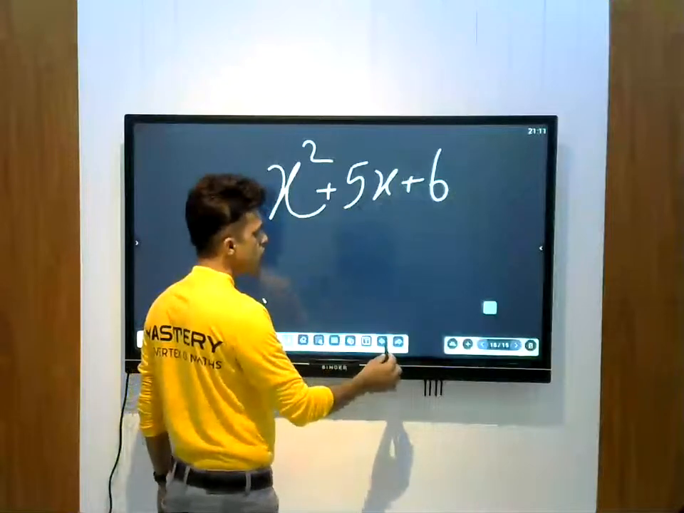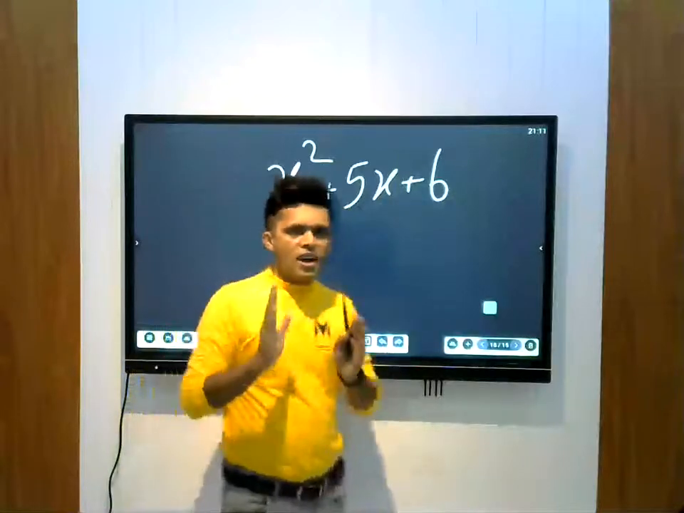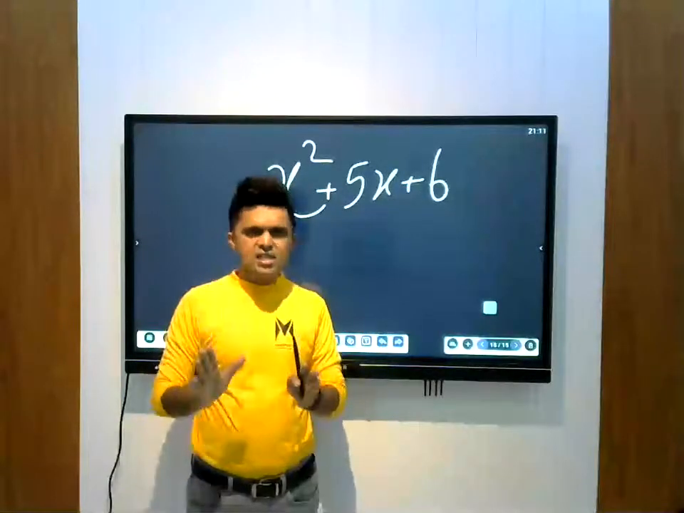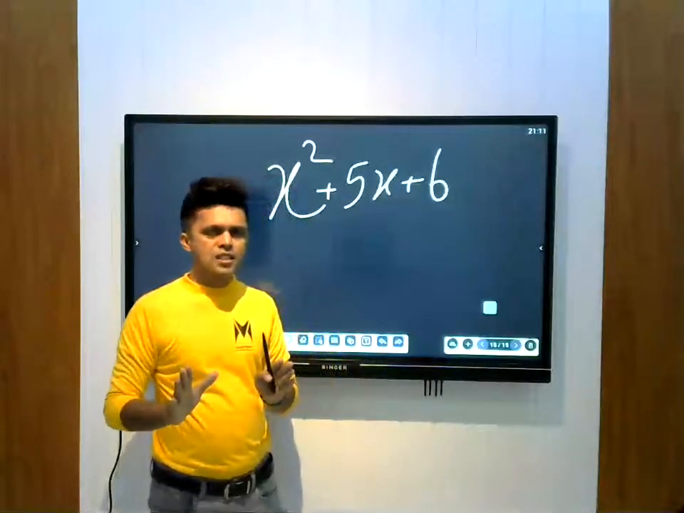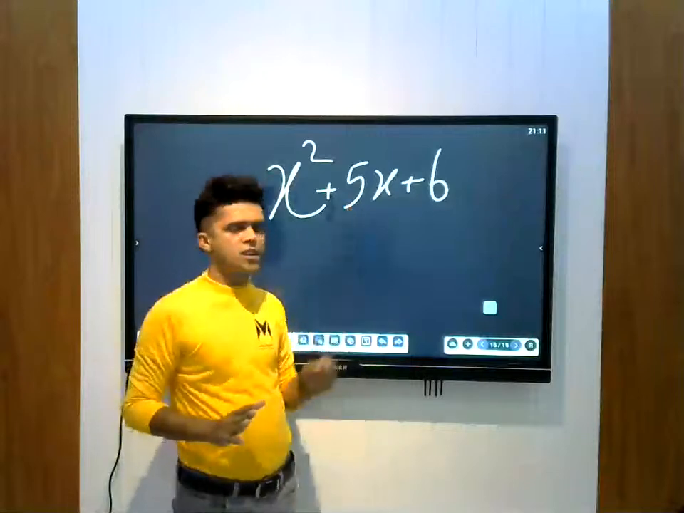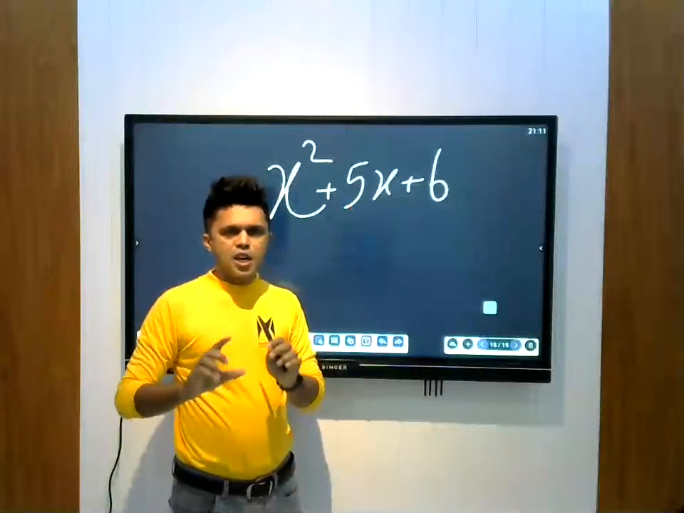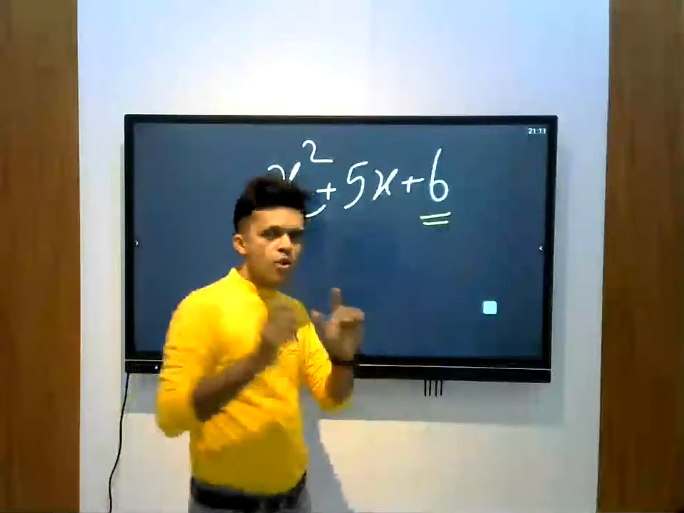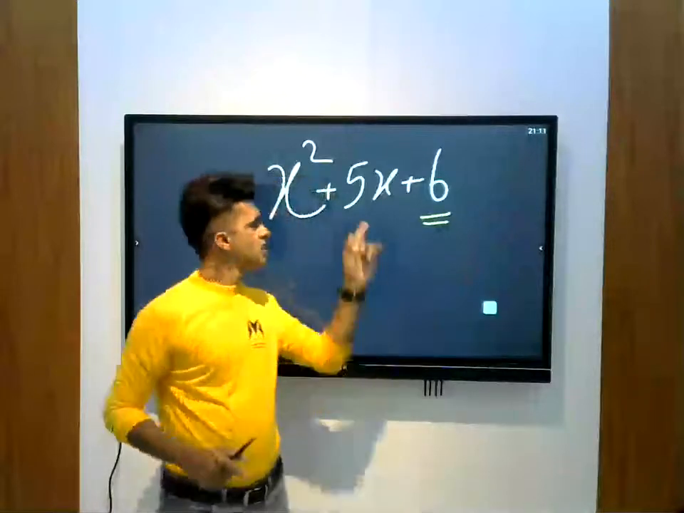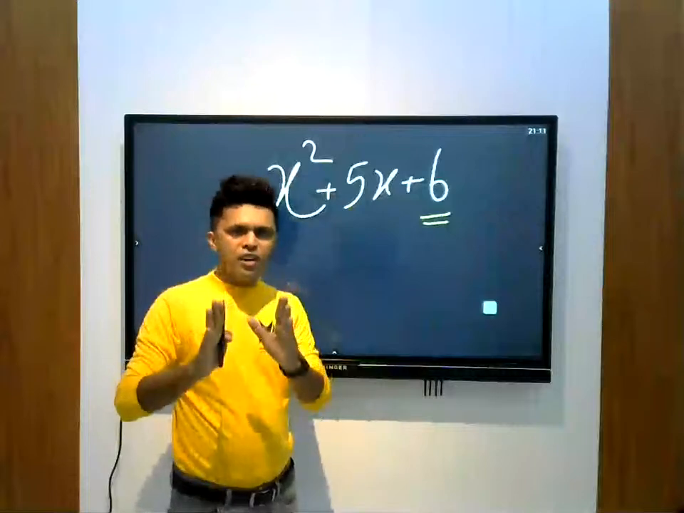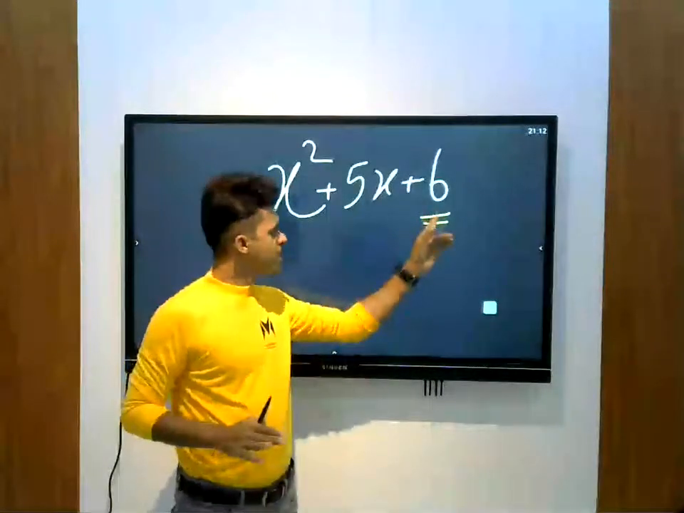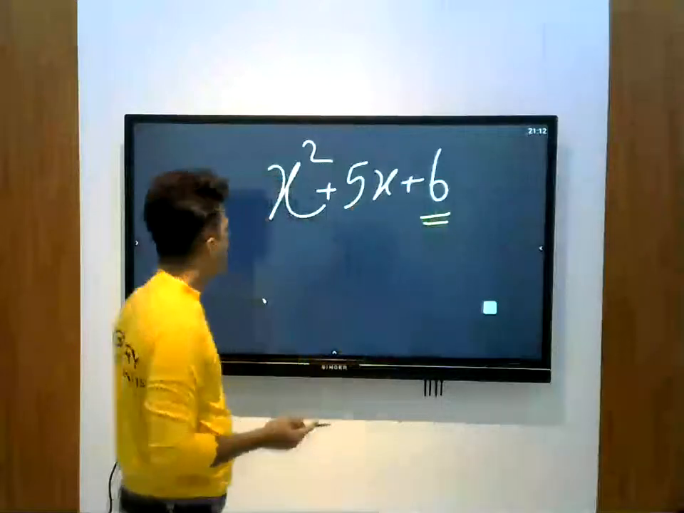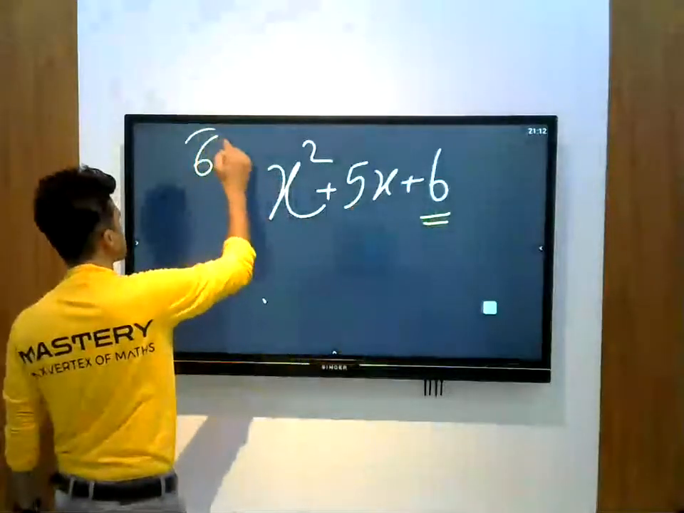How do we do this? Firstly, you need to find the factors of 6 so that you can get 5 here. I will tell you again. You need to find the factors of 6 so that you can get 5 here. Let's find the factors of 6.